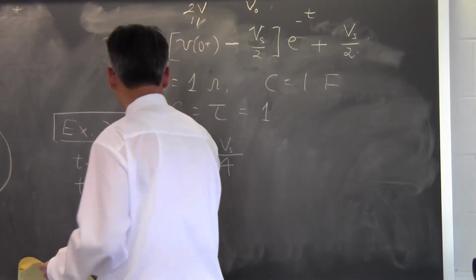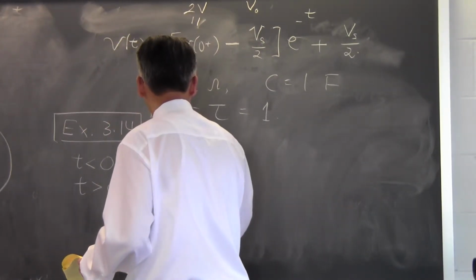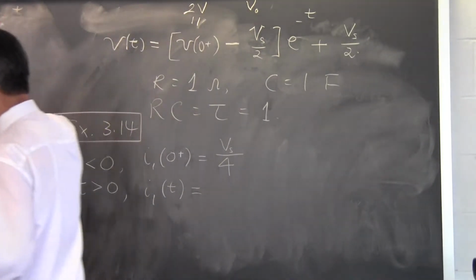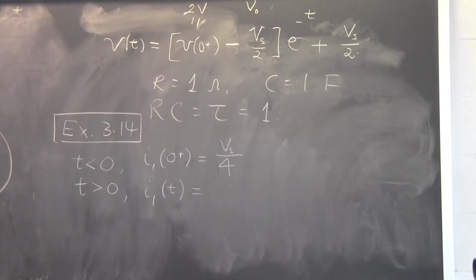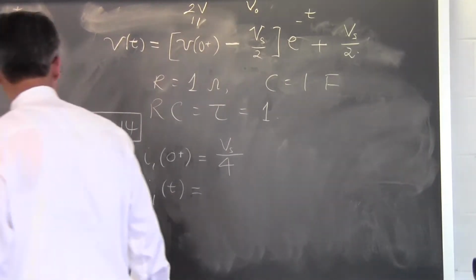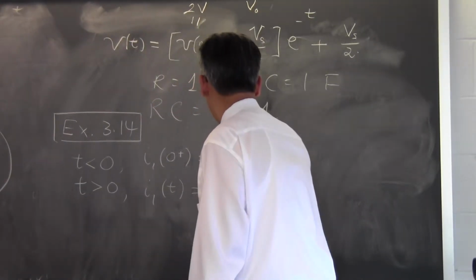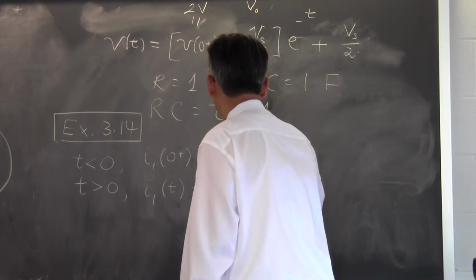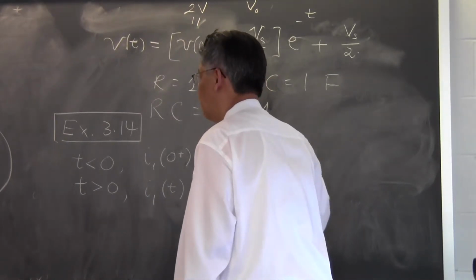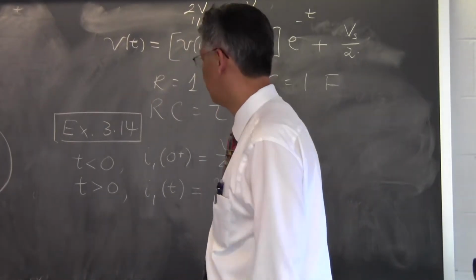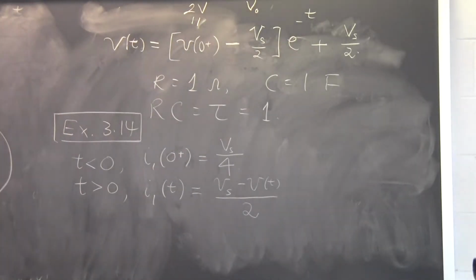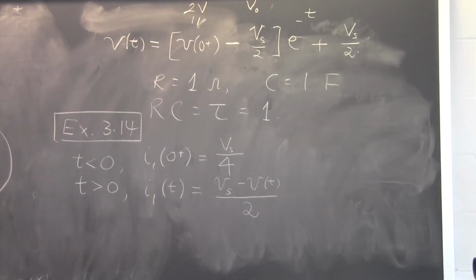Okay, so we can write down I1 of T also as a function of time in terms of a Kirchhoff voltage law, and I1 of T will be given by Vs minus Vt over 2. Okay, that is what we know. Because this voltage here will be Vt, and then Vs minus Vt divided by 2 will give you I1 of T. And this is how it should evolve with time.